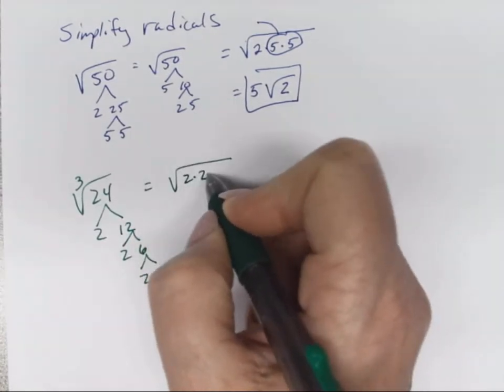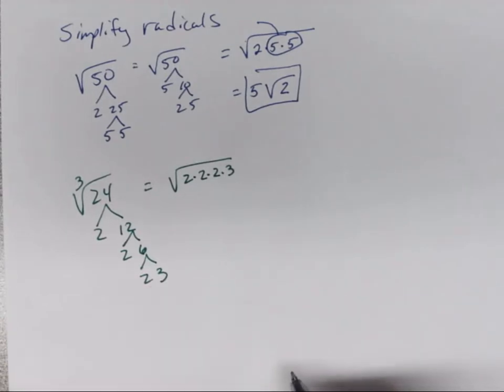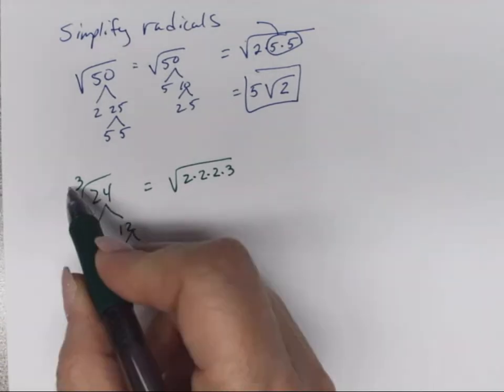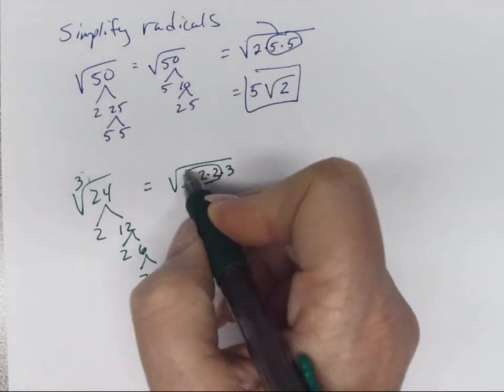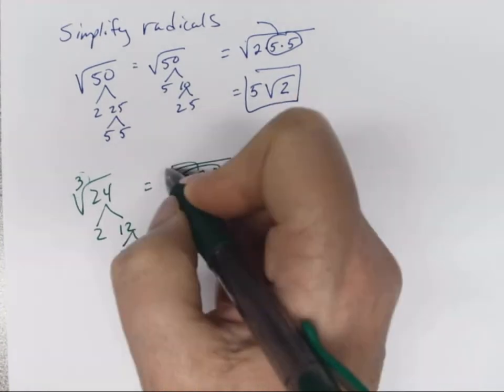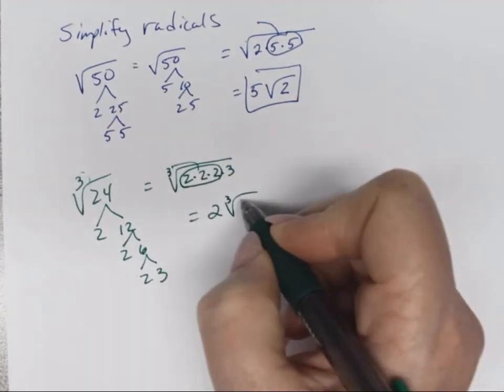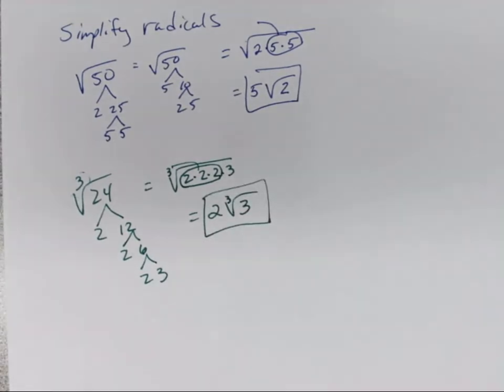So we have 2 times 2 times 2 times 3, because we're just grabbing the ones at the end of the factor tree. We're looking for a group of 3 because that is the exponent. So a group of 3. That'll get us 2. Oops, I forgot my cube up there. Cubed root of 3. And that would be our final answer.